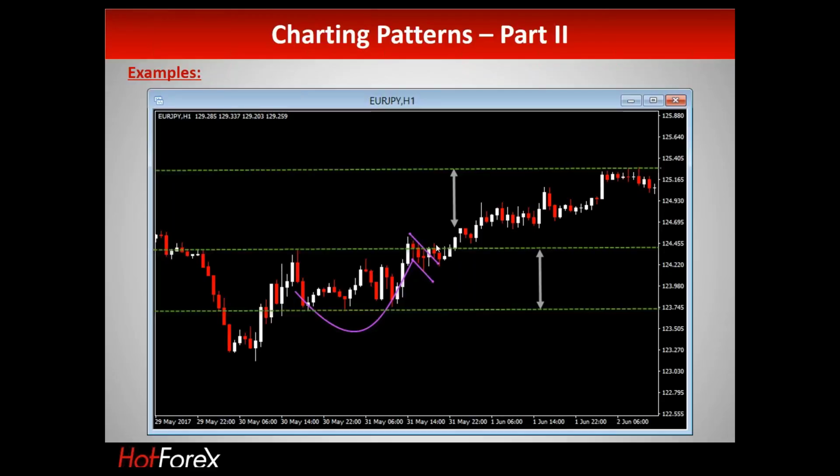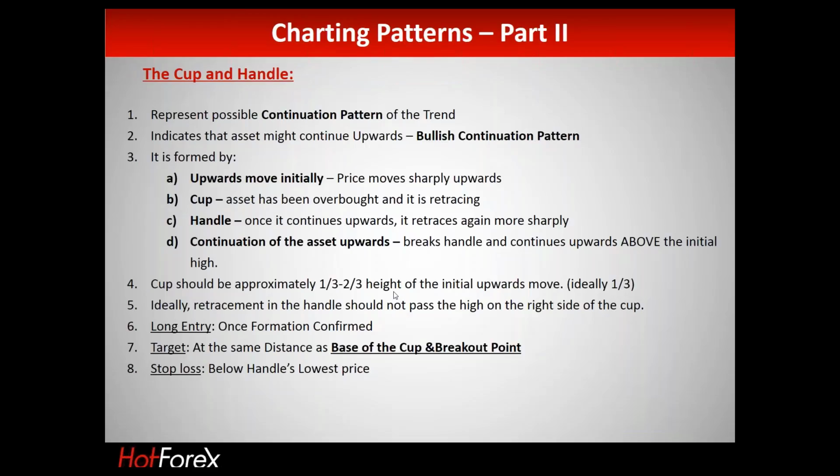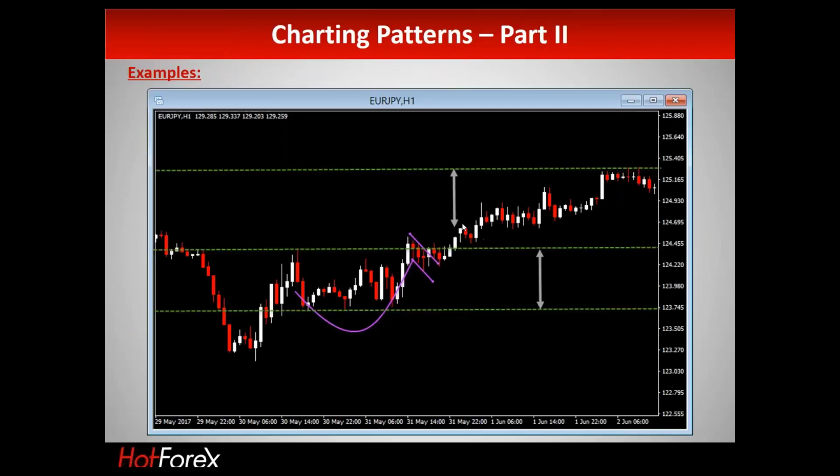So at this point over here, we can confirm that we have a fully formed cup and handle. So we have the upwards move, the cup, the handle, and then a continuation of the asset upwards. So we have to see a break of the handle and a continuation upwards above the initial high. So I'm repeating again that this is very significant. We have to see a break of the handle and to see the asset continues upwards above the initial high. And that's what we see in this area over here.